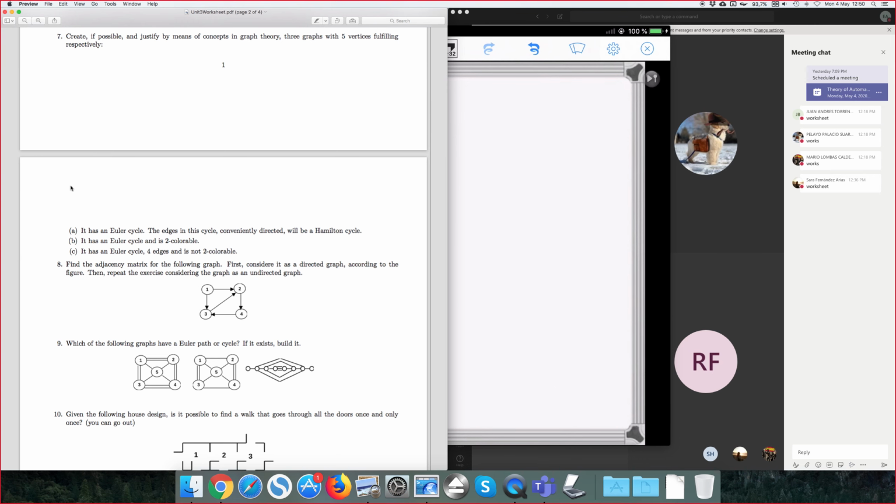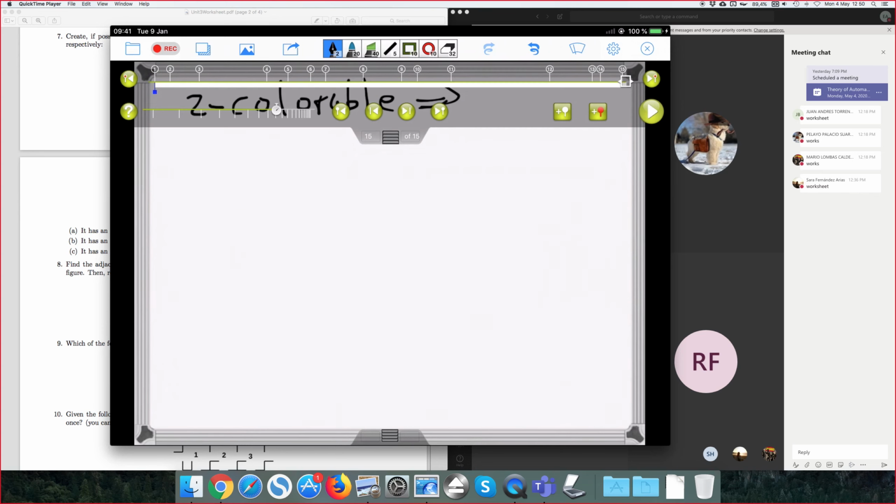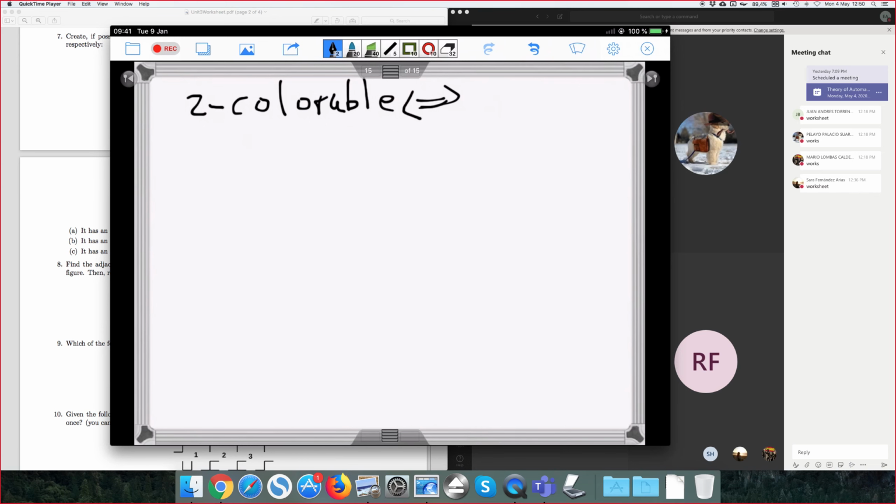Okay. So to solve this exercise, we need to remember another condition which is equivalent to being not two colorable, which is not having cycles of odd length. Okay. So if the graph is not two colorable, then it must have a cycle of odd length.